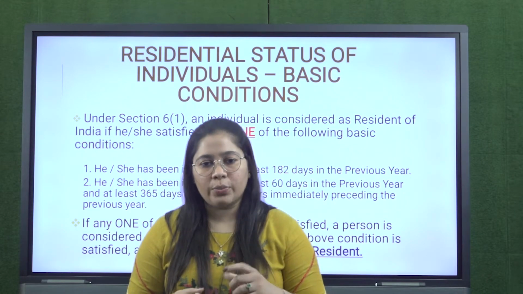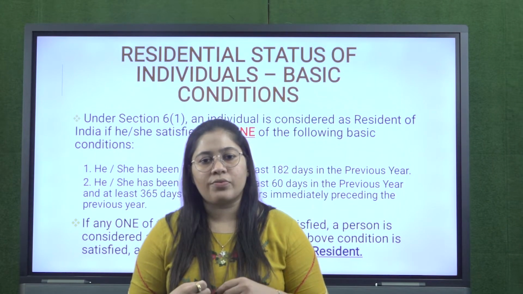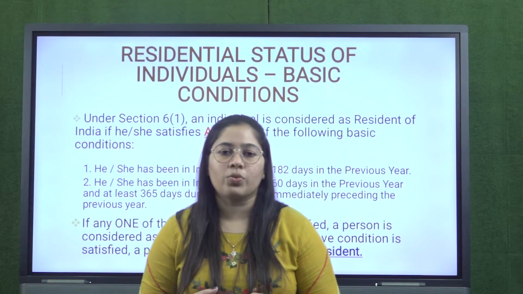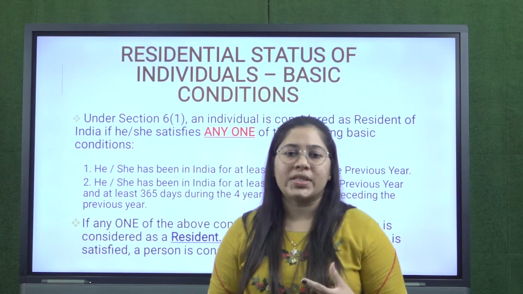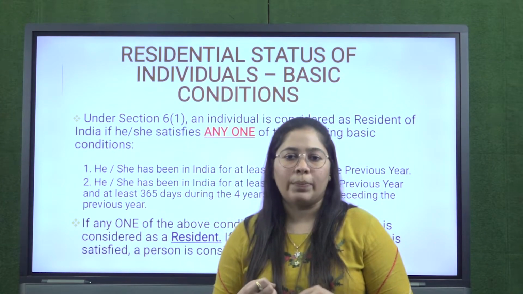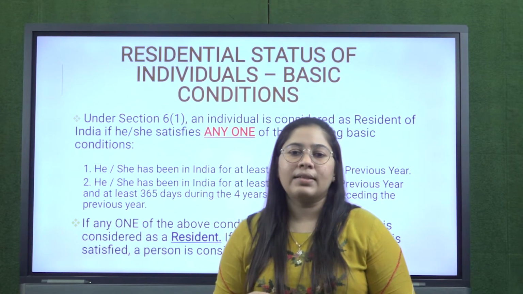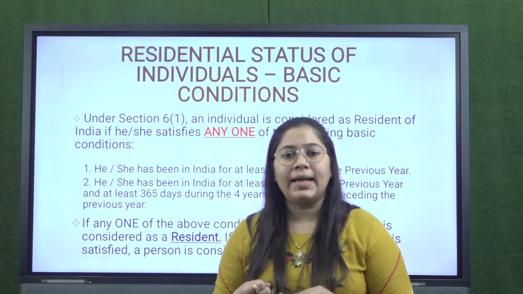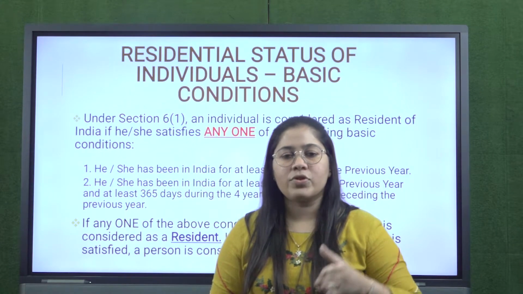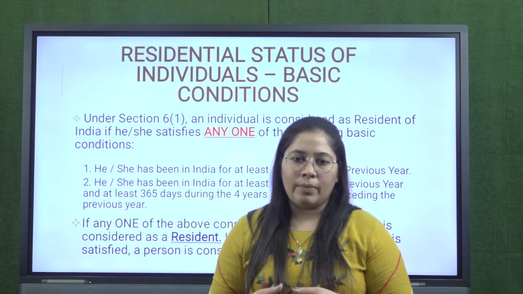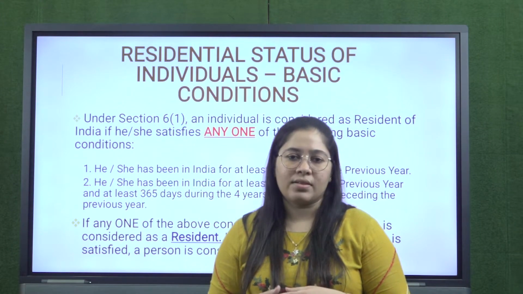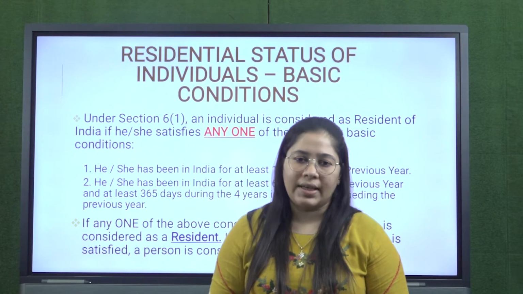So the determination of residential status for individual assessees is going to be divided in two steps. In the first step, we are going to apply the basic conditions, and in the second step, we are going to apply the additional conditions. And thereafter, we will come to the conclusion about the residential status of the assessee.